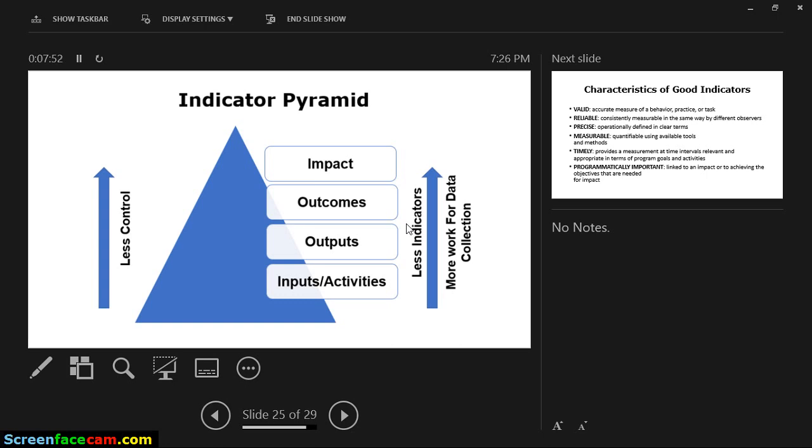Then here I already talked about the more you move away from this level going up, the fewer the indicators that you have. Because going there, you don't have control, and it becomes very complicated for you to measure the change. Hence, the fewer the indicators that you have. Because if you have more and more indicators, it will be calling for more and more resources.